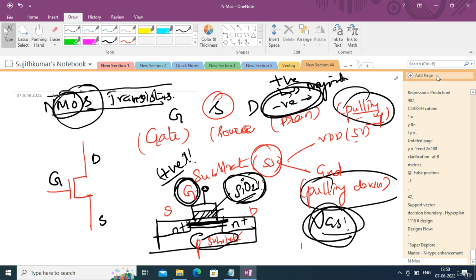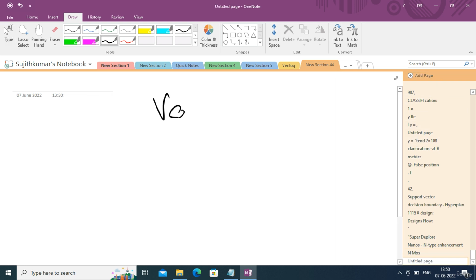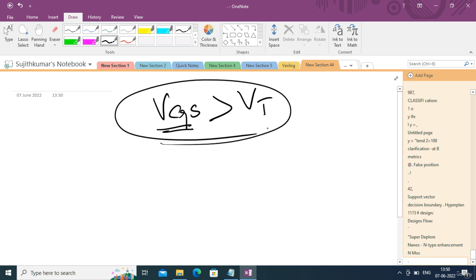Okay, so I'll write it here. The VGS, the gate to source voltage that you are applying, will attract the negative charges, and that will form a channel between drain and source, right? So that should be greater than some threshold voltage. Then only the conduction will happen. This you have to keep in mind, right?